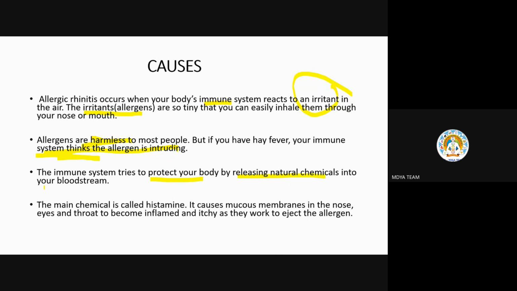into your bloodstream. Many chemicals are there, but the main chemical is histamine. It causes symptoms in the mucous membrane of the nose when histamine is released.